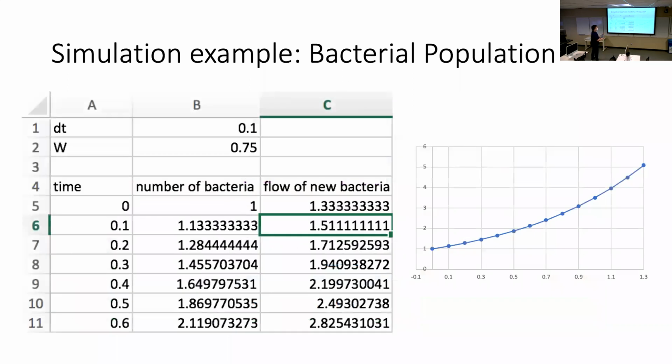Okay, so if I fill those all down, all three columns, then I get time that marches in steps of 0.1, which come from up here. I get number of bacteria that grow, and I get flow of new bacteria that also grows with the number of bacteria. And if I plot that, where I plot time on the x-axis, number of bacteria on the y, I get an exponential growth curve as expected.